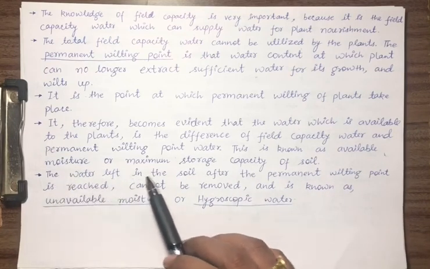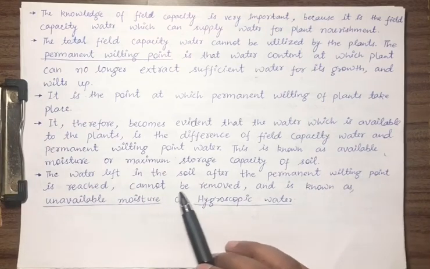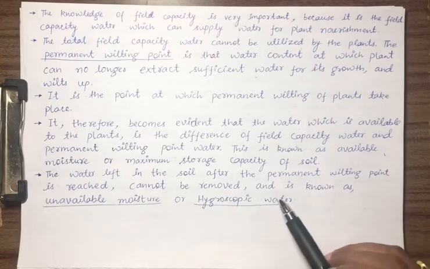The water left in the soil after the permanent wilting point is reached cannot be removed and is known as unavailable moisture or hygroscopic water. So this water is the same which we have seen.